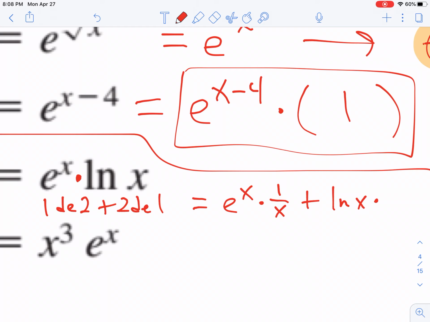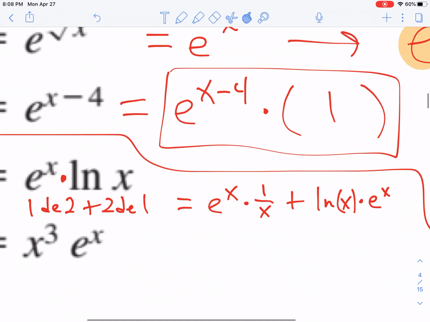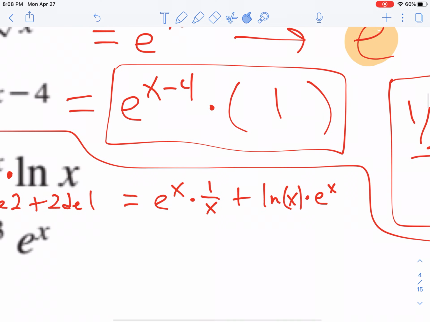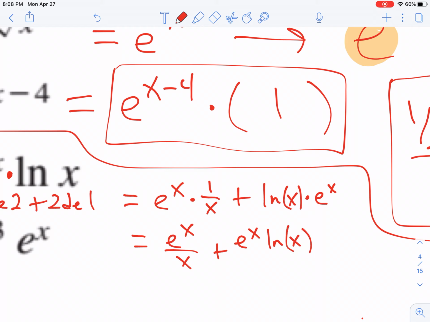So the derivative of e to the x is just e to the x. There's nothing fancy to do with that one. It is as is. So then we can just clean it up a little: e to the x over x plus e to the x ln x. That's it. Nothing else to clean up in that one.